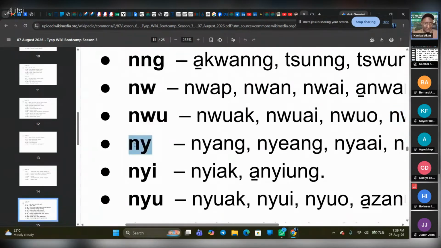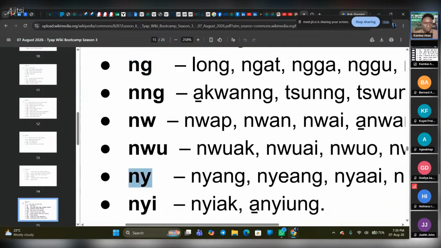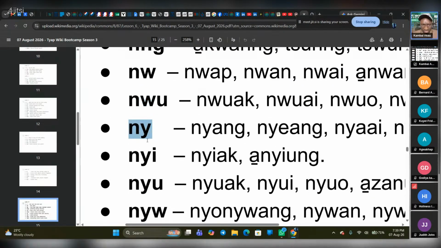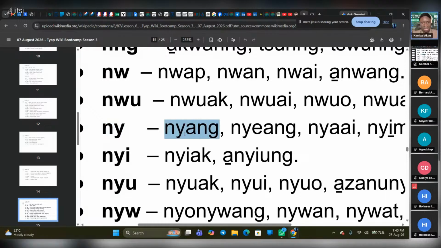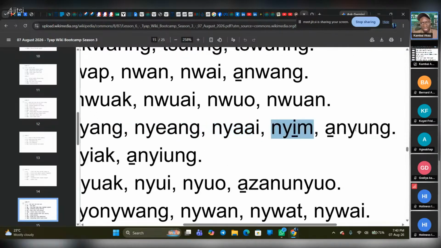Also, this is nya, nya. This is an independent sound nga, and this is an independent sound nya. These are the three sounds under letter N, and all of them have variants. So the pure sound of the nya sound, we have nyang, we have nyai, we have nyum, and then we have a nyum.